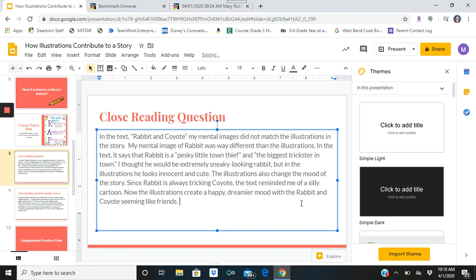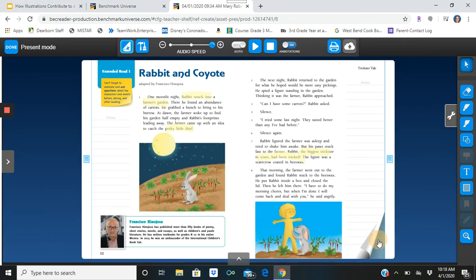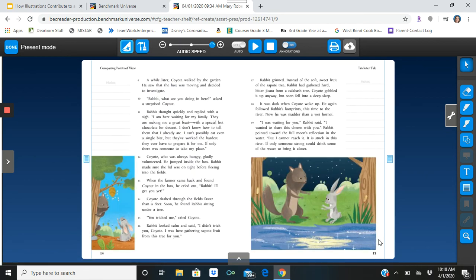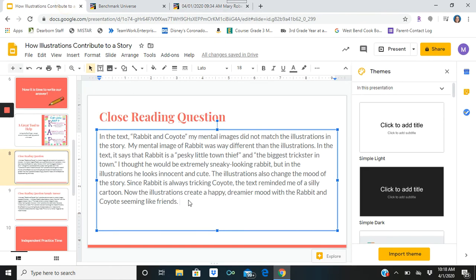like friends. Okay, and I'm using my illustrations, especially on this page here, page 15, Rabbit and Coyote, they don't seem to be doing anything silly. They just seem like they're hanging out and they're being friends. So I'm using that evidence from the text in that last question.